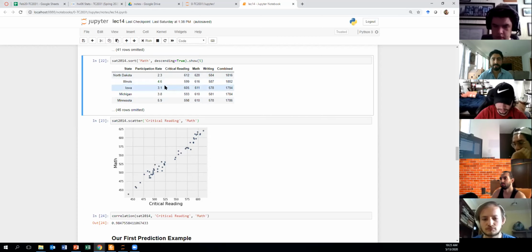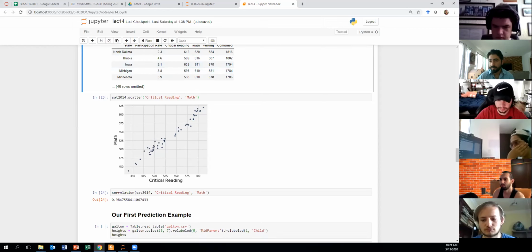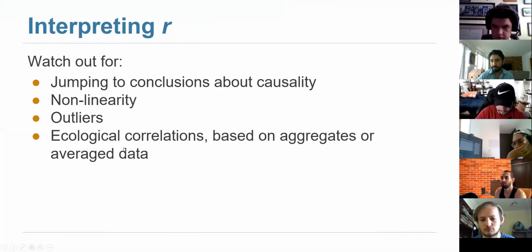Because it might be one student doing awful in math, great in critical reading, and another student doing awful in critical reading, great at math. When you average them, you're going to get basically totally different numbers. So that can't be extended to individual students. So that is the last point I mentioned, those ecological correlations that are based on aggregated or average data for a group of people. You just have to be careful about this type of data.